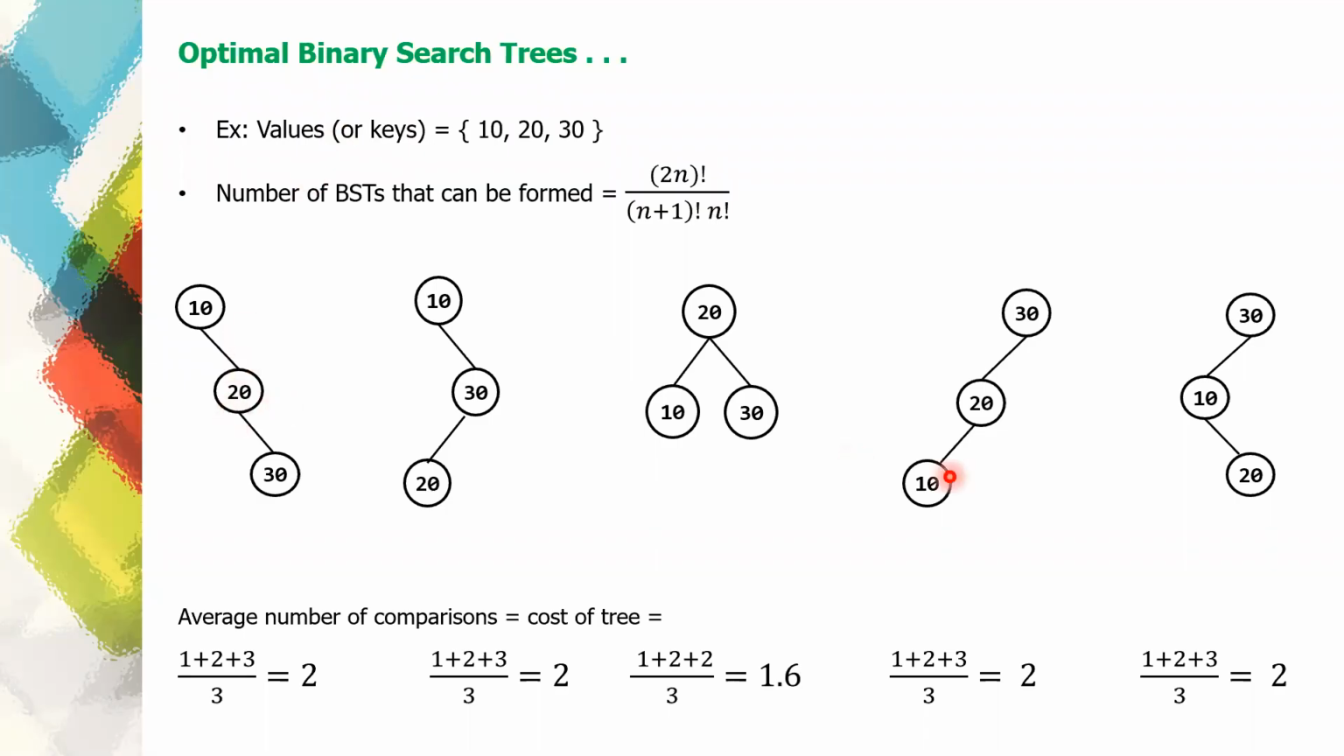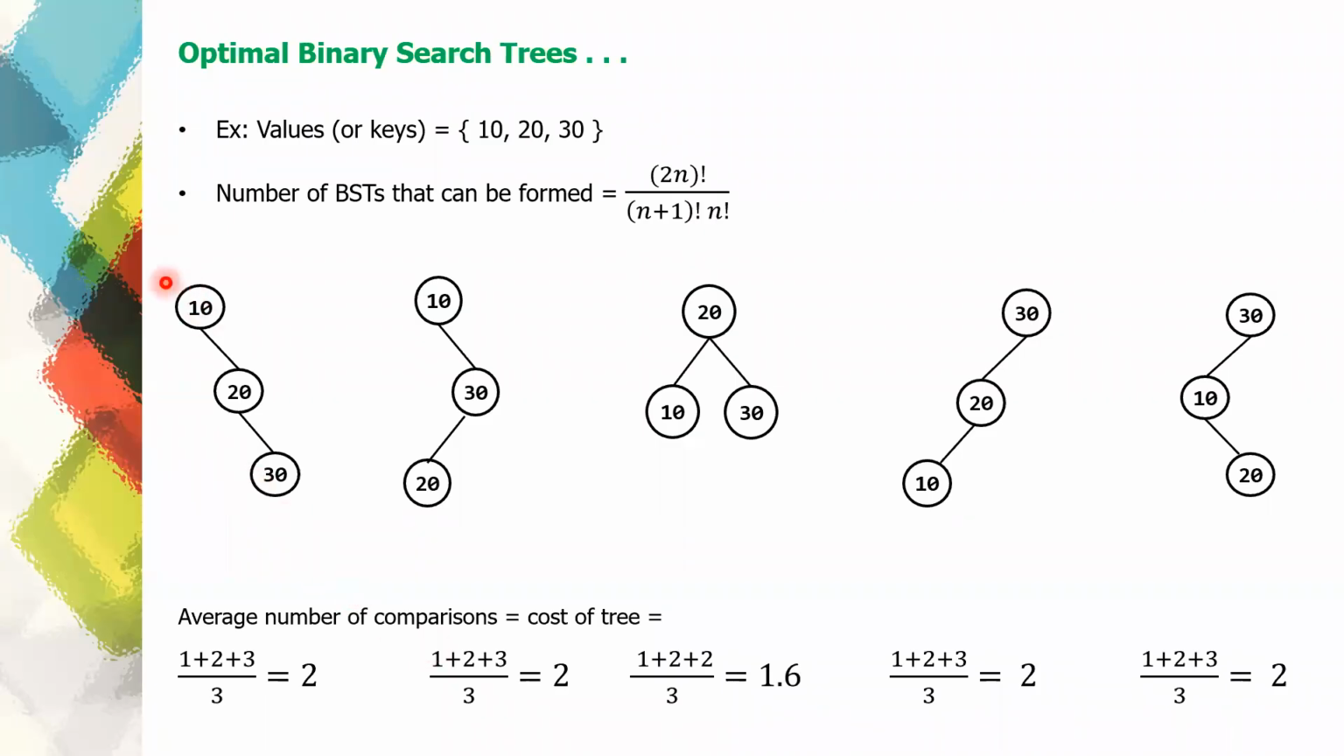Now, what is the efficiency of each of these BSTs? The cost of the BST is equal to the average number of comparisons done for searching. BST's main application is searching. So whenever I have to search for a key, how many comparisons do I have to make? And if I am searching for n keys, how many comparisons on the average do I have to perform? That will determine the efficiency of the tree. That will determine the cost of the tree. So how do I calculate that?